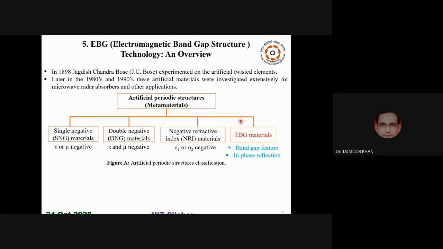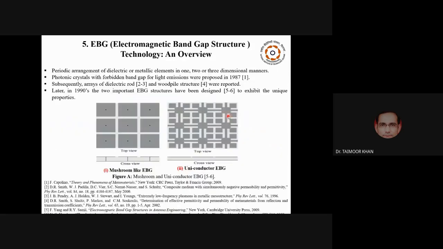Therefore, these two features are inherent in EBG materials, which are artificial periodic structures. We will take advantage of these features to enhance the performance of the antenna system, or the designed antenna, as well as to reject the interference in ultra wideband antennas. Basically, a periodic structure or periodic material is a periodic arrangement of dielectric or material. Basically, an EBG structure is a periodic arrangement of dielectric or metallic elements in a 1, 2, or 3 dimensional manner.